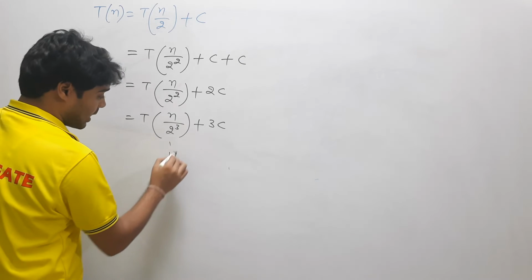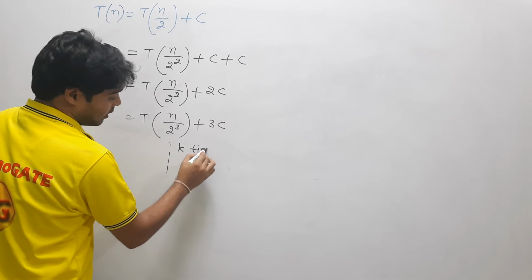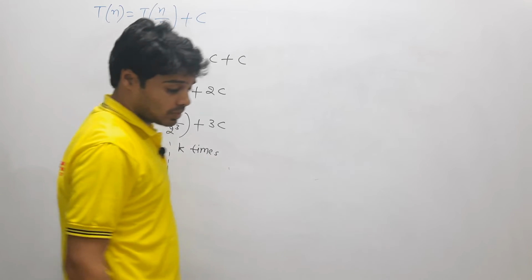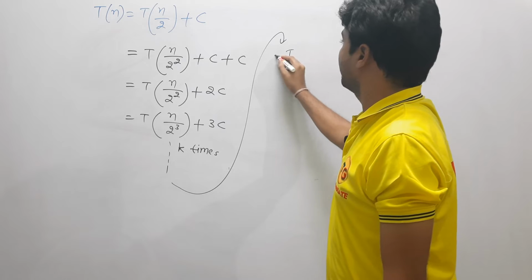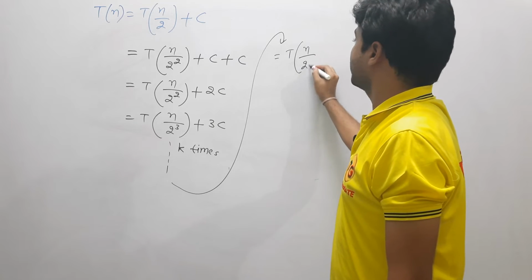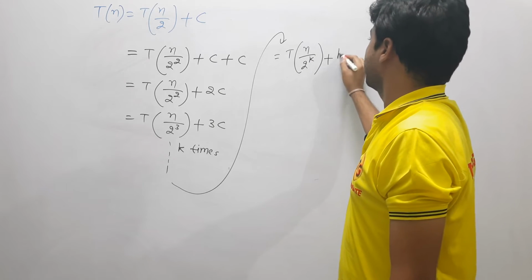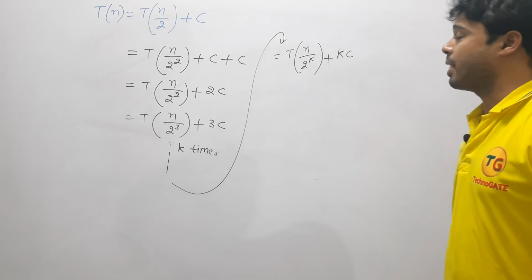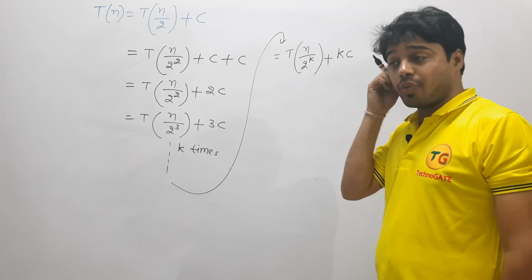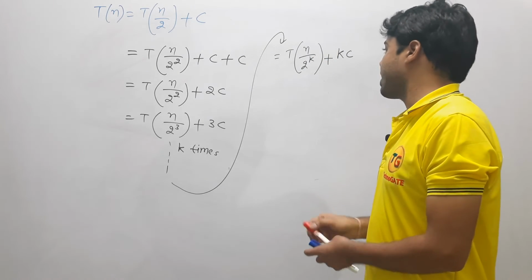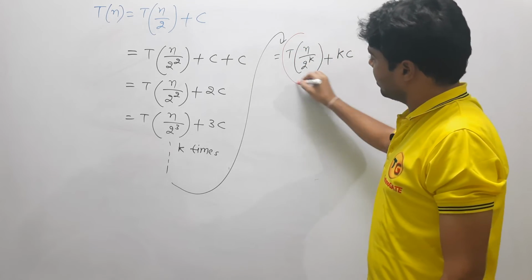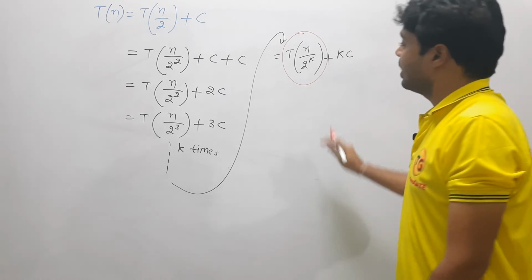Suppose it goes to k times. Then what will happen here? T of n upon 2 raised to power k plus kC. So whenever it returns, when the power becomes 1 here, it is executed when it becomes 1.